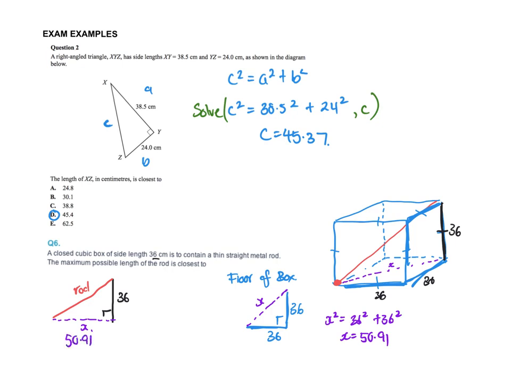So now I know that this is 50.91. Then I use Pythagoras again, where I'll go the rod squared equals that 50.91 squared plus 36 squared, and you can do solve in your calculator again, and we'll find out that the rod is say 62.4 centimeters. Okay, so that's good, it's bigger than the 51, so that's how we find that one.